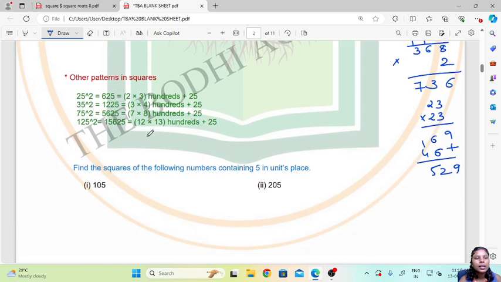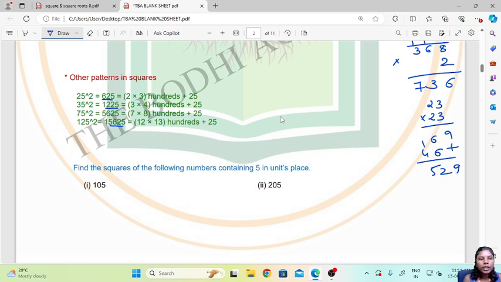Now let's look at some other patterns that we can see in the square numbers. The first one here is 25 square, which gives us 625. 35 square gives us 1225. 75 square gives us 5625 and 125 square gives us 15625. Something common in all of these square numbers is that the ending two digits are 25.